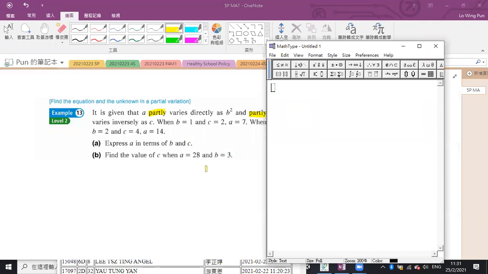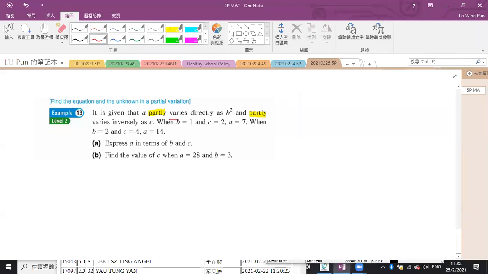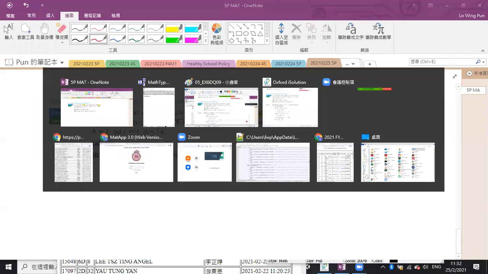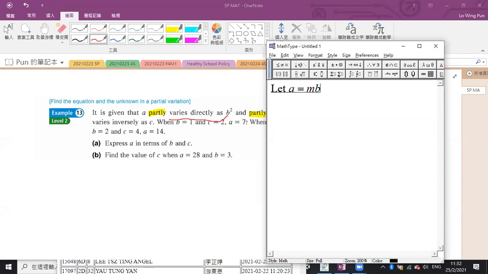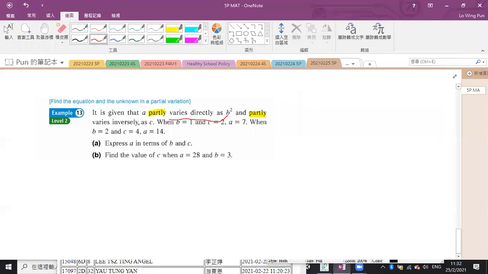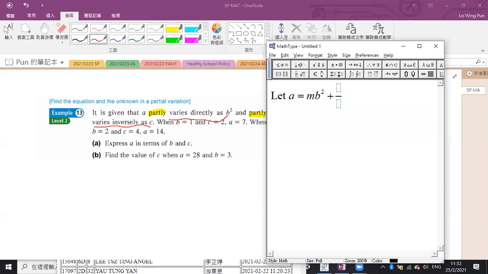This time A is the subject. Let A equals... we cannot use A and B again, so I will use M and N. Okay, partly varies directly as B squared. The first part is direct variation, so that should be M times B squared, plus the second part, partly varies inversely as C. So that will be a fraction, N over C, where M and N are not equal to 0.